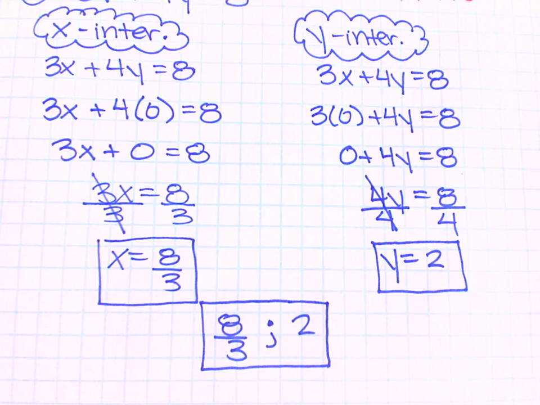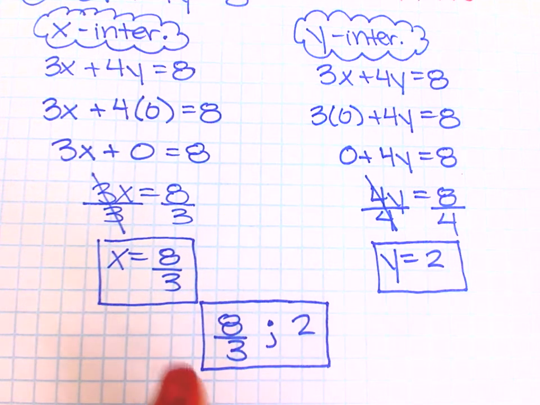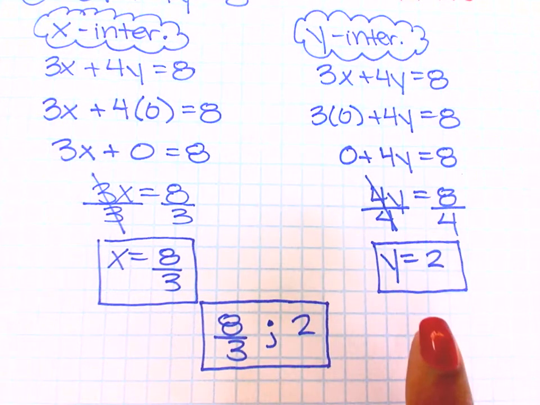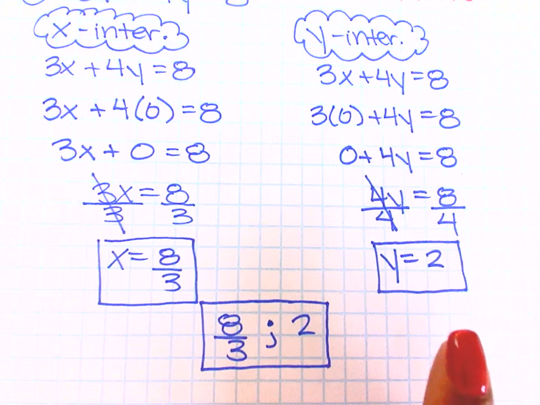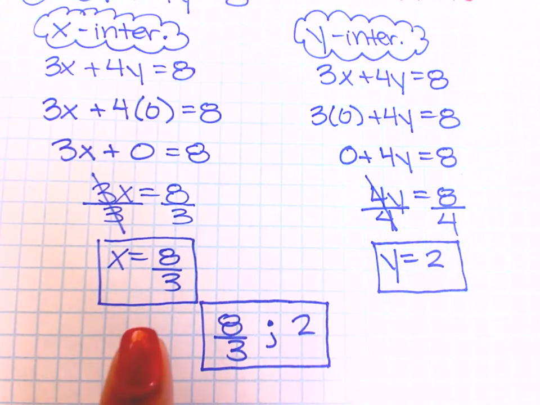Very simple. All you do is replace either one with 0. Now, if you get a fraction that you can't reduce, you can leave it in improper fraction form. But if you can reduce it, you have to. You don't have to turn any fraction into a mixed number. You can leave it in improper fraction form.